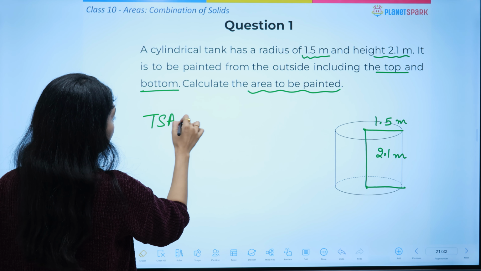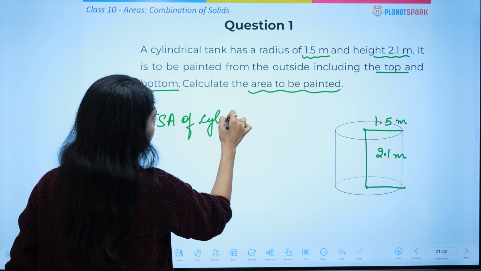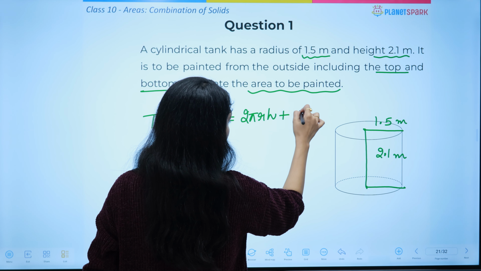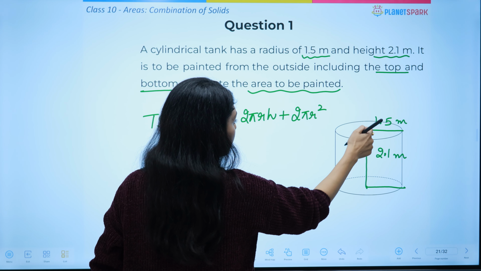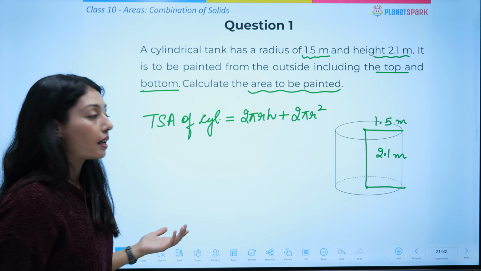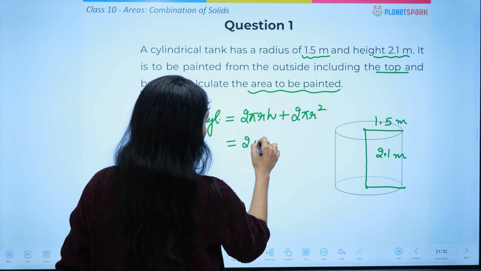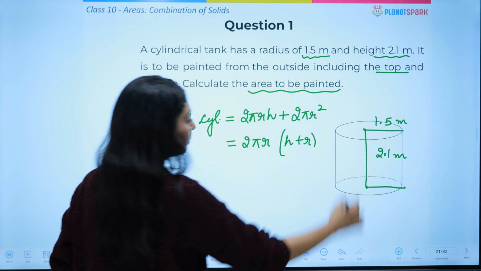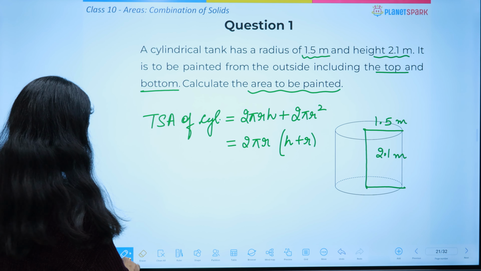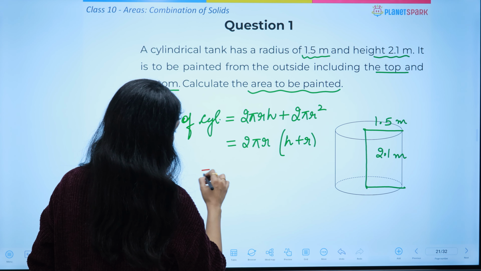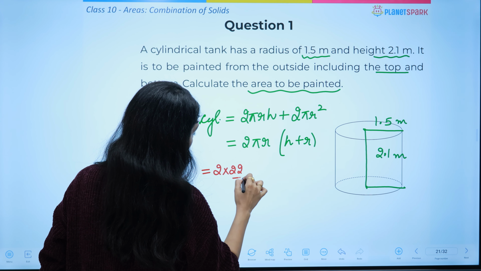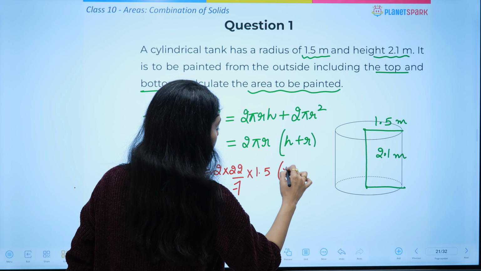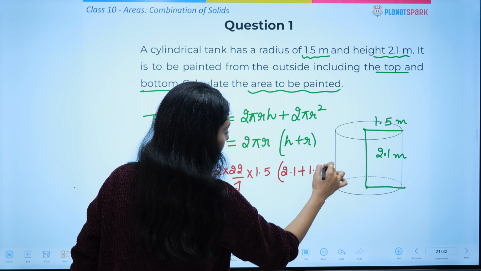So total surface area of a cylinder, that will be 2 pi RH plus 2 pi R square. That is area of these two circles, 2 times pi R square. Right? So we can take 2 pi R common from here, H plus R. Okay, now we substitute all the values here and we do the calculation. So let's do this. 2 into 22 by 7 into the radius, that is 1.5 into, right?